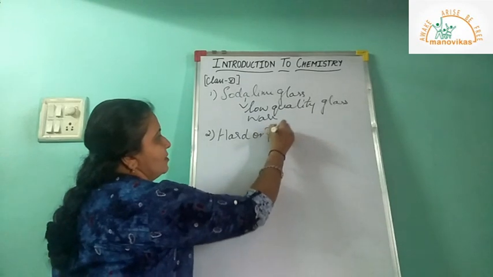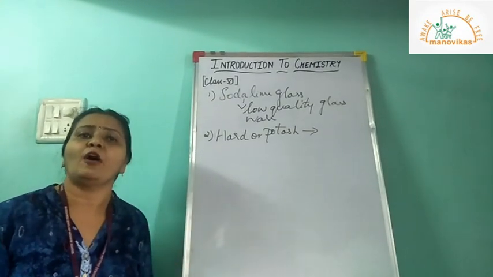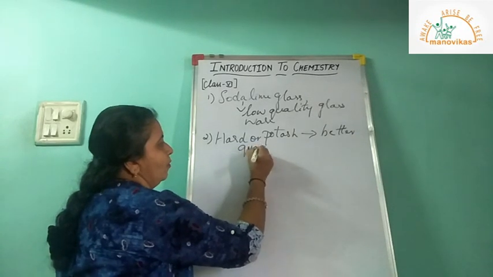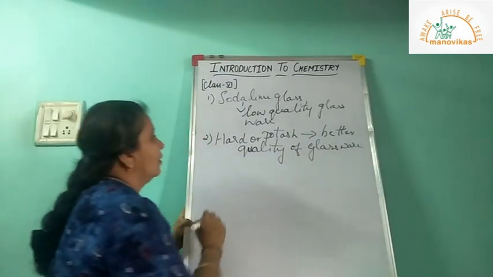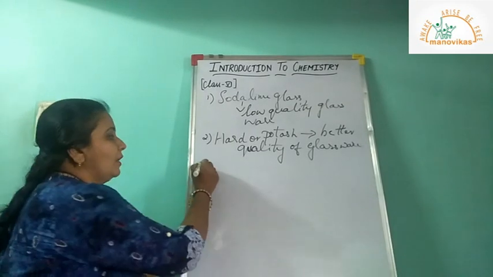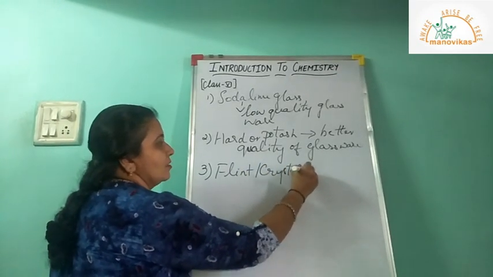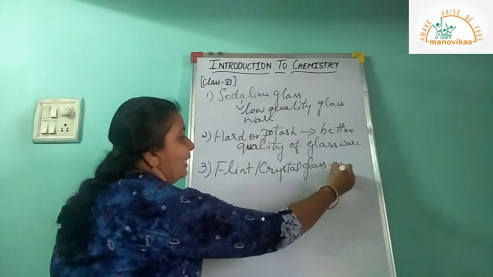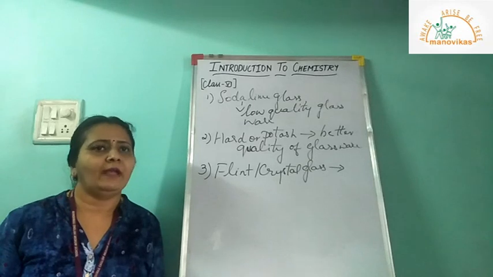Next comes the hard or potash glass. In this, better quality glassware is used, and it is even used in making decorative items. Now third comes the flint or crystal glass. It is mainly used in making optical instruments, electric bulbs, etc.